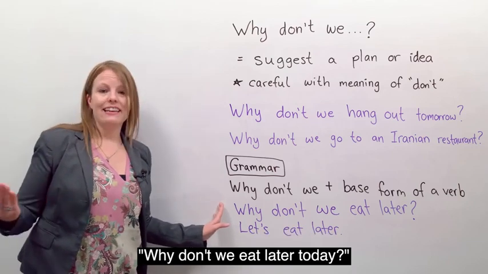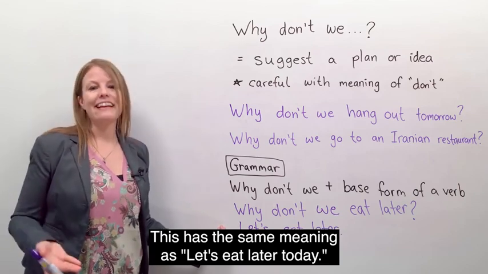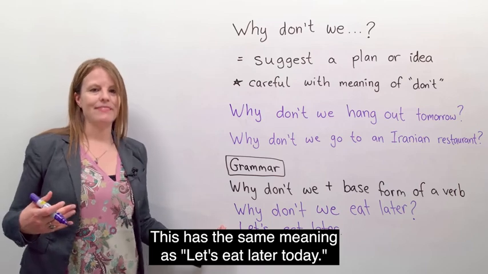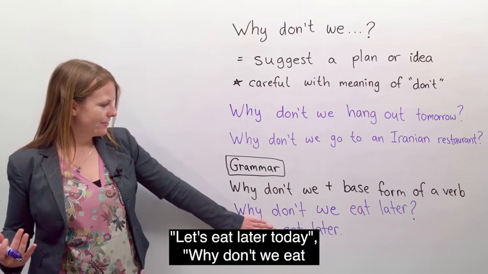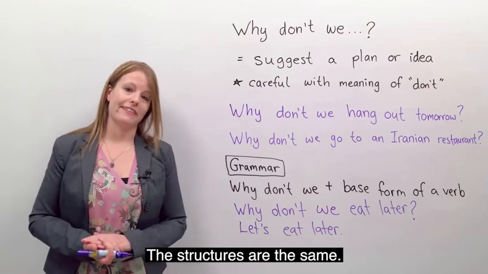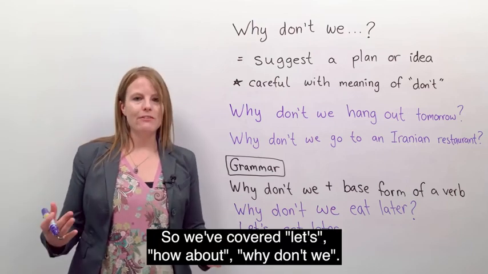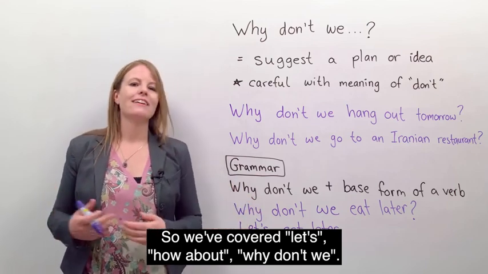Why don't we eat later today? This has the same meaning as let's eat later today. And this has very similar grammar. So if you look, let's eat later today. Why don't we eat later today? The structures are the same. So we've covered let's, how about, why don't we?